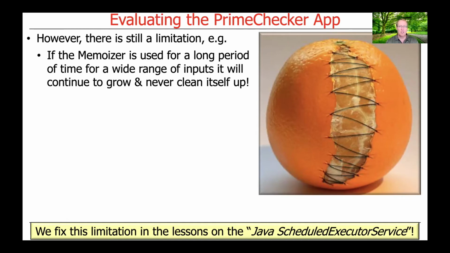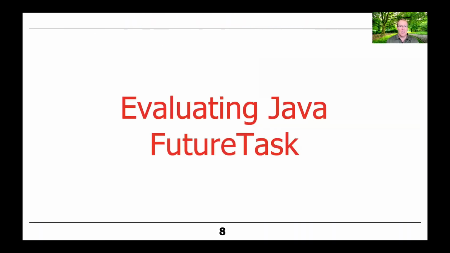So we're going to fix this particular limitation next time when we talk about the Java scheduled executor service, which is probably one of the major last things we have to cover with Java concurrency and the frameworks in the executor framework in this course. So let's also briefly evaluate Java FutureTask.